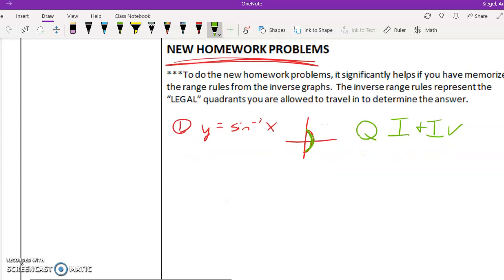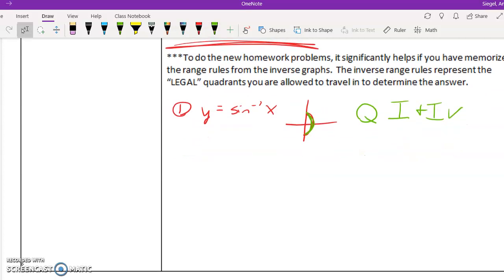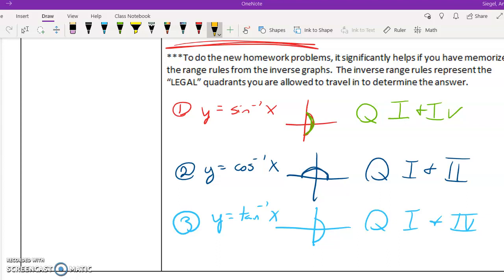Okay, so why don't you go ahead and try cosine and tangent and then come back. So push pause, then come back. Okay, so hopefully you figured out that cosine resides in quadrants 1 and 2, and tangent also resides in 1 and 4, like sine does. One other thing I want to point out is that in every single one of these, one is going to be positive and one is going to be negative.